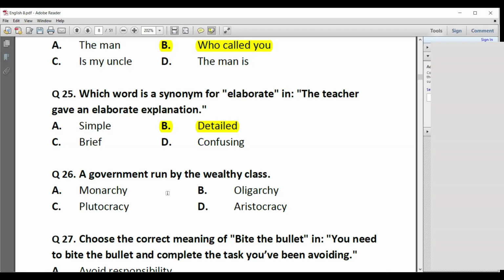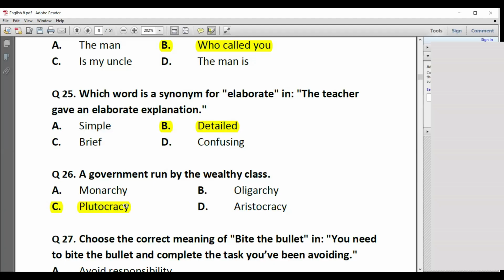Question 26. A government run by the wealthy class. A. Monarchy. B. Oligarchy. C. Plutocracy. D. Aristocracy. The correct option is option C. Plutocracy.